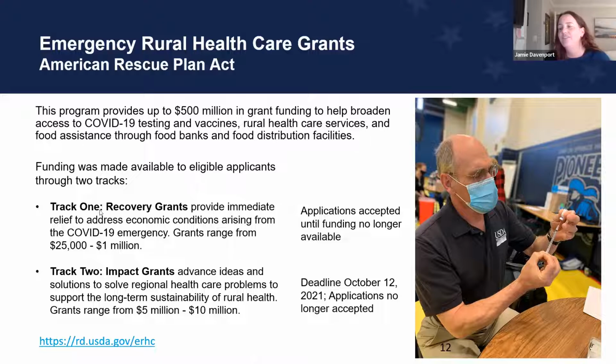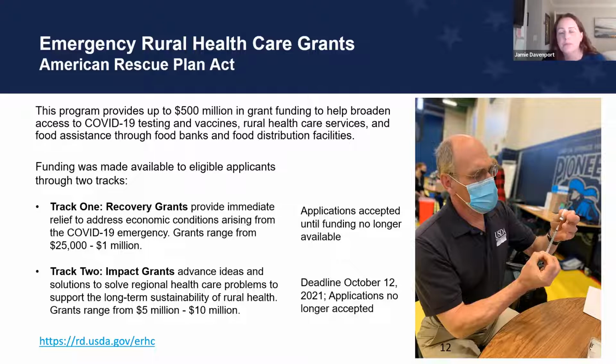So we have two tracks of funding. Track 2, we're no longer accepting applications for, but we are for track 1. And these are recovery grants up to $1 million to support immediate needs around testing, vaccines, and access to healthcare and nutrition. So awards range from $25,000 to $1 million. The projects have to be related to the pandemic.